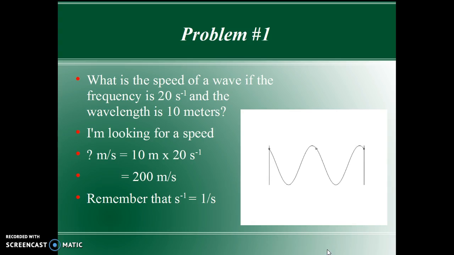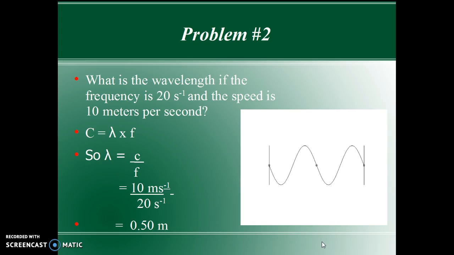Now, what's the speed of a wave if the frequency is 20 reciprocal seconds and the wavelength is 10 meters? You're looking for the speed, so question mark, and of course we want a unit in meters per second, is equal to 10 meters times 20 reciprocal seconds. So the speed is 200 meters per second. And remember that the reciprocal seconds is marked s to the -1, but it's the same as 1 divided by s.